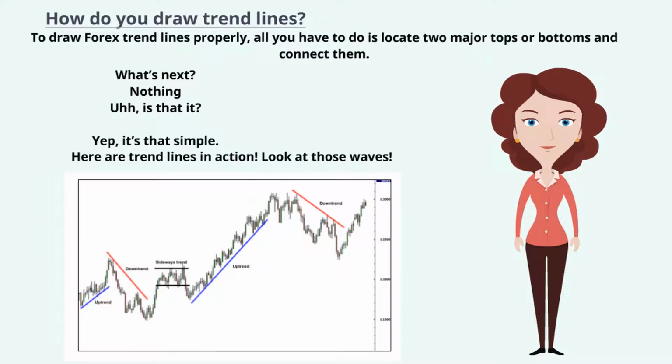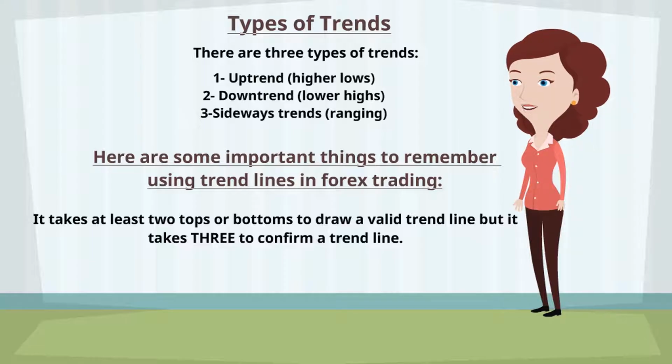Nothing. Is that it? Yep, it's that simple. Here are trend lines in action. Look at those waves. Types of trends. There are three types of trends. Uptrend, higher lows. Downtrend, lower highs. Sideways trends, ranging. Here are some important things to remember using trend lines in Forex trading.